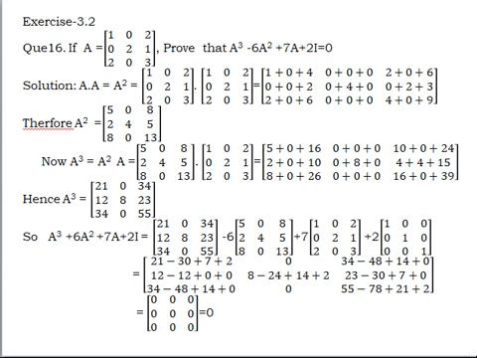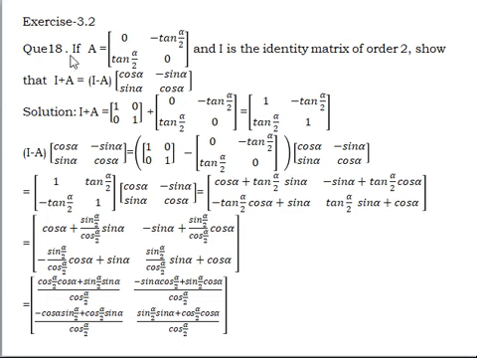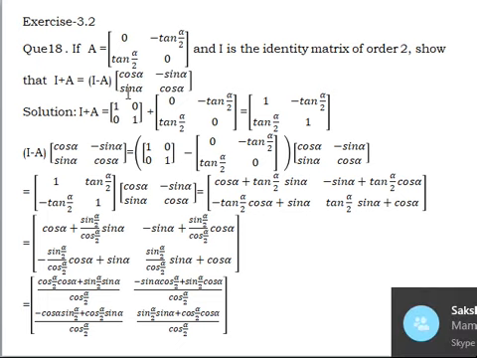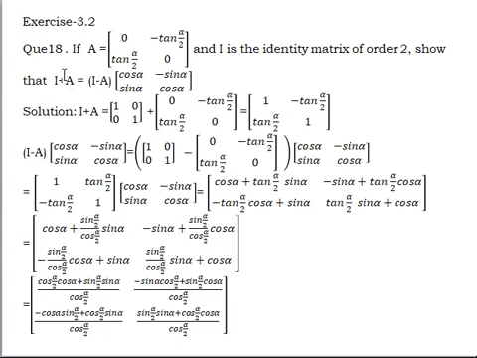So now the next is again a very important question, question number 18 in exercise 3.2. If A equals the matrix [0, minus tan alpha by 2; tan alpha by 2, 0], and I is the identity matrix of order 2, then we have to show that I plus A multiplied with I minus A and this second order matrix [cos alpha, minus sin alpha; sin alpha, cos alpha], that is, the product of I minus A and this matrix, equals I plus A.